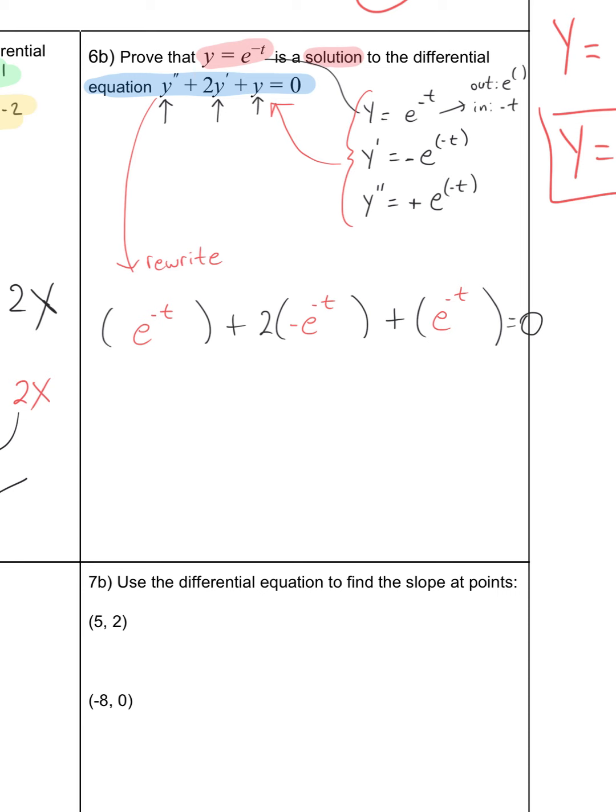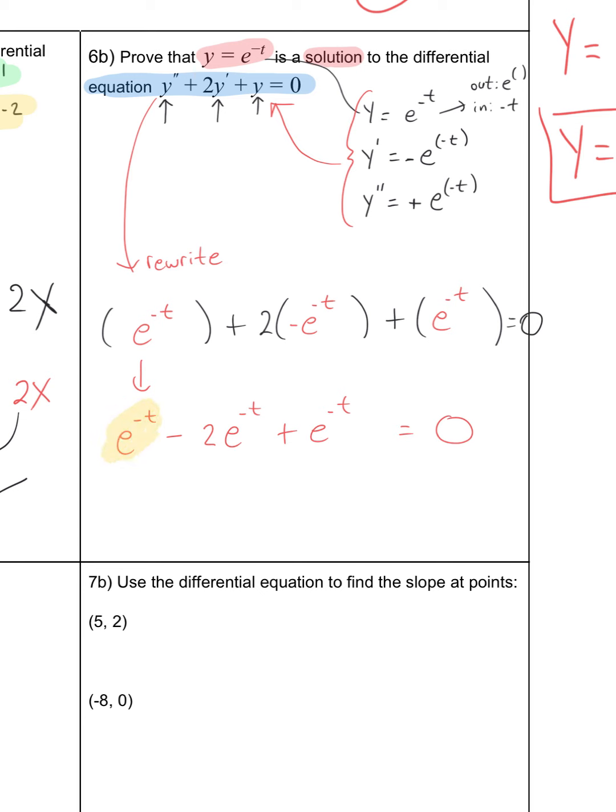All right, now let's just simplify. This comes down, e to the negative t. Here we have a positive and a negative, so that's going to be negative right here. So we have negative 2e to the negative t, and then this comes down, plus e to the negative t. All right, now we add like terms. Our like terms are here. Oops, I need a highlighter here, sorry.